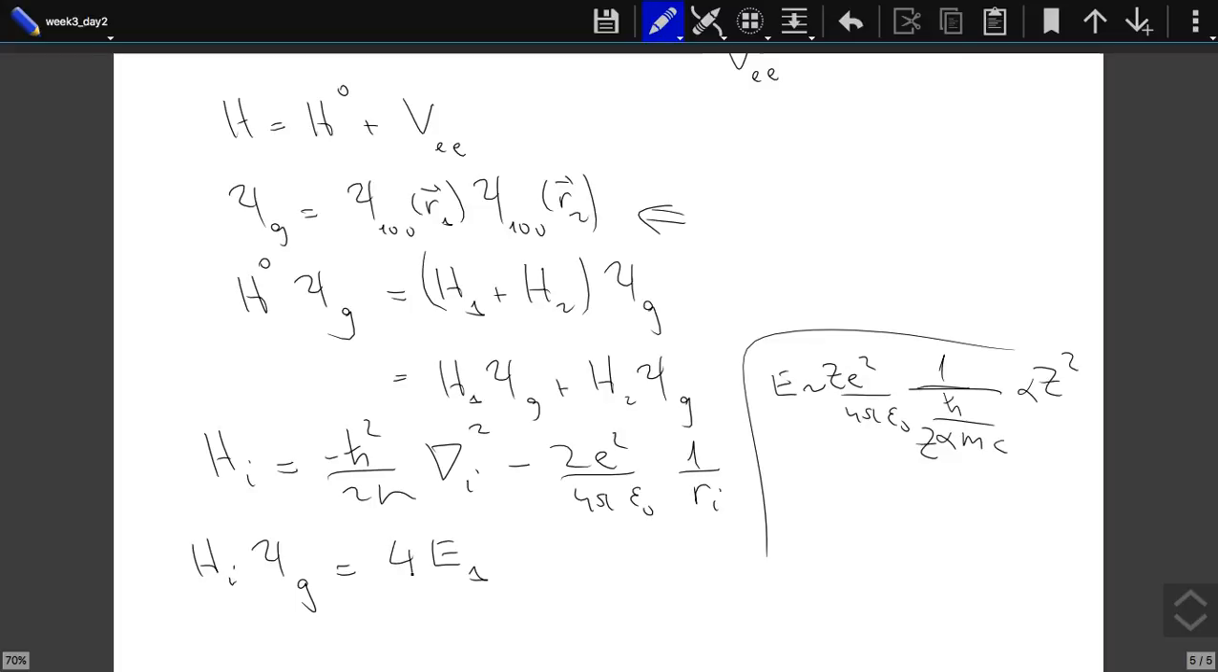So we will have Hi acting on the ground state, whether i is 1 or 2, it will be 4 times E1, or minus 4 E1. E1 is equal to 13.6 electron volts. So H0 acting on psi G is just minus 8 E1 psi G.